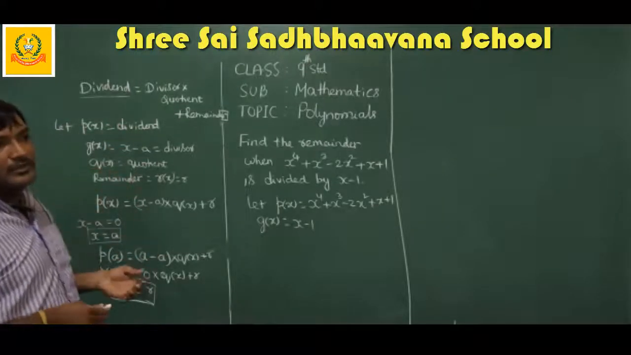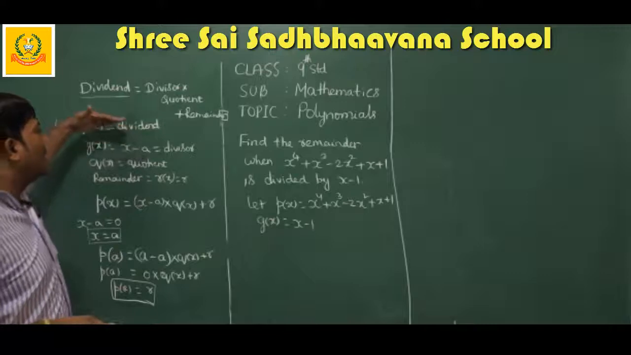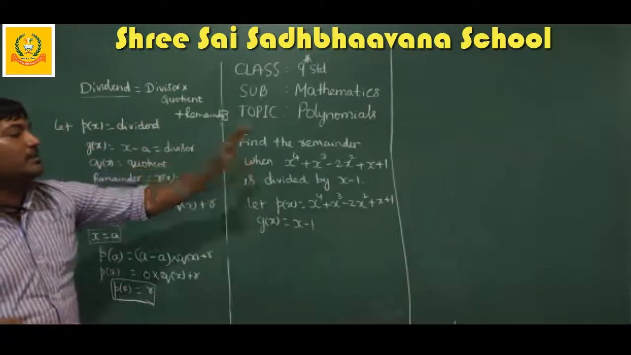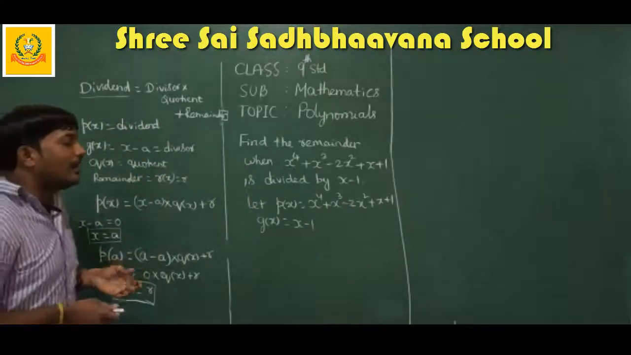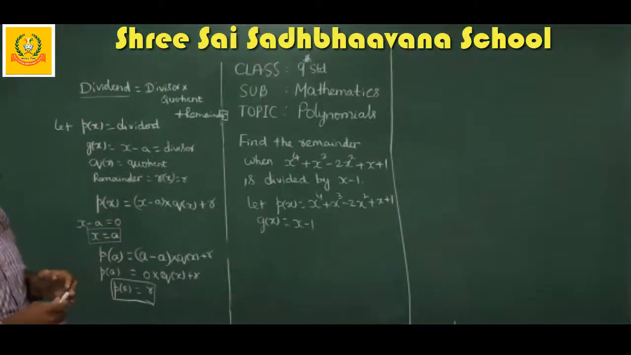We assumed it as just a polynomial and we did it. So P of x we have taken as the dividend. What is the P of x? We know that P of x, and g of x they have given as x minus 1.